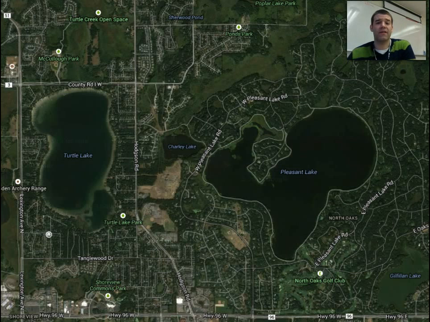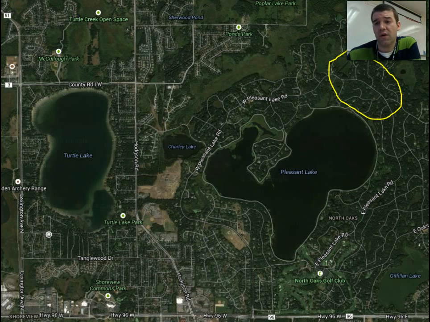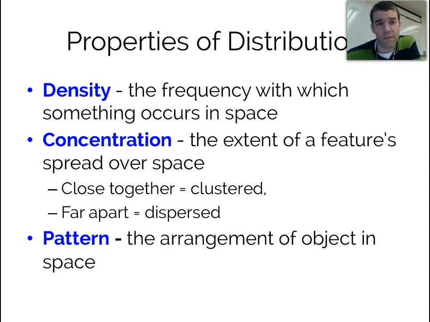In describing the distribution of any given pattern, geographers have to look at a few different things. A good example, just looking locally, would be the distribution of space in, say, North Oaks, on the northwest east side of Pleasant Lake, and then comparing it to Shoreview, just north of 96 near Hodgson, and how the use of space is drastically different. How we would describe this difference is what we're going to look at right now.